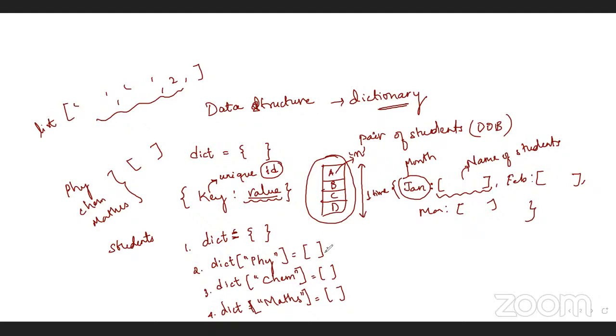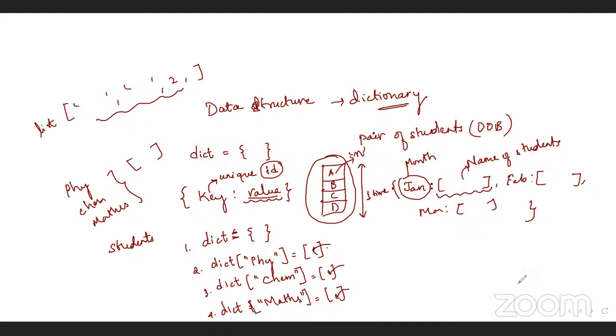Exactly. As of now, I have just created 3 keys for the dictionary date. Then I need to iterate through a loop so that I can access each student's record and append those marks into this list. Correct?